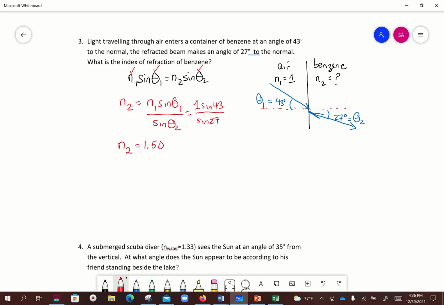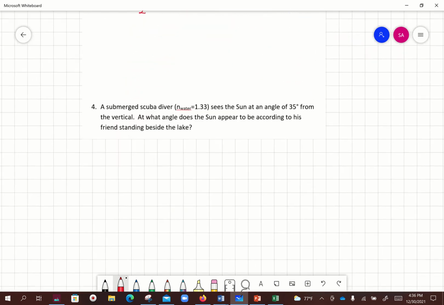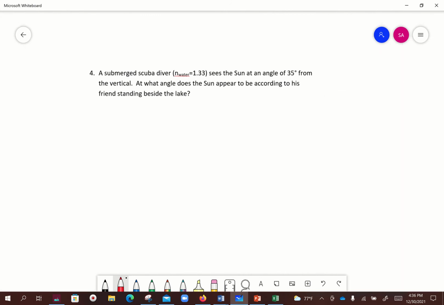Right, so that's pretty easy. It's pretty much just plug and chug, draw a picture, figure out which angle is which. All right, let's do one where we've got the light coming the other way. So now I've got a scuba diver who's in water, and he looks out from underneath the water and sees the sun from below the water. So let's draw a picture. My scuba diver is down here in the water, and the light is coming from him, so he's in water with the index of refraction of 1.33, so that's N1.